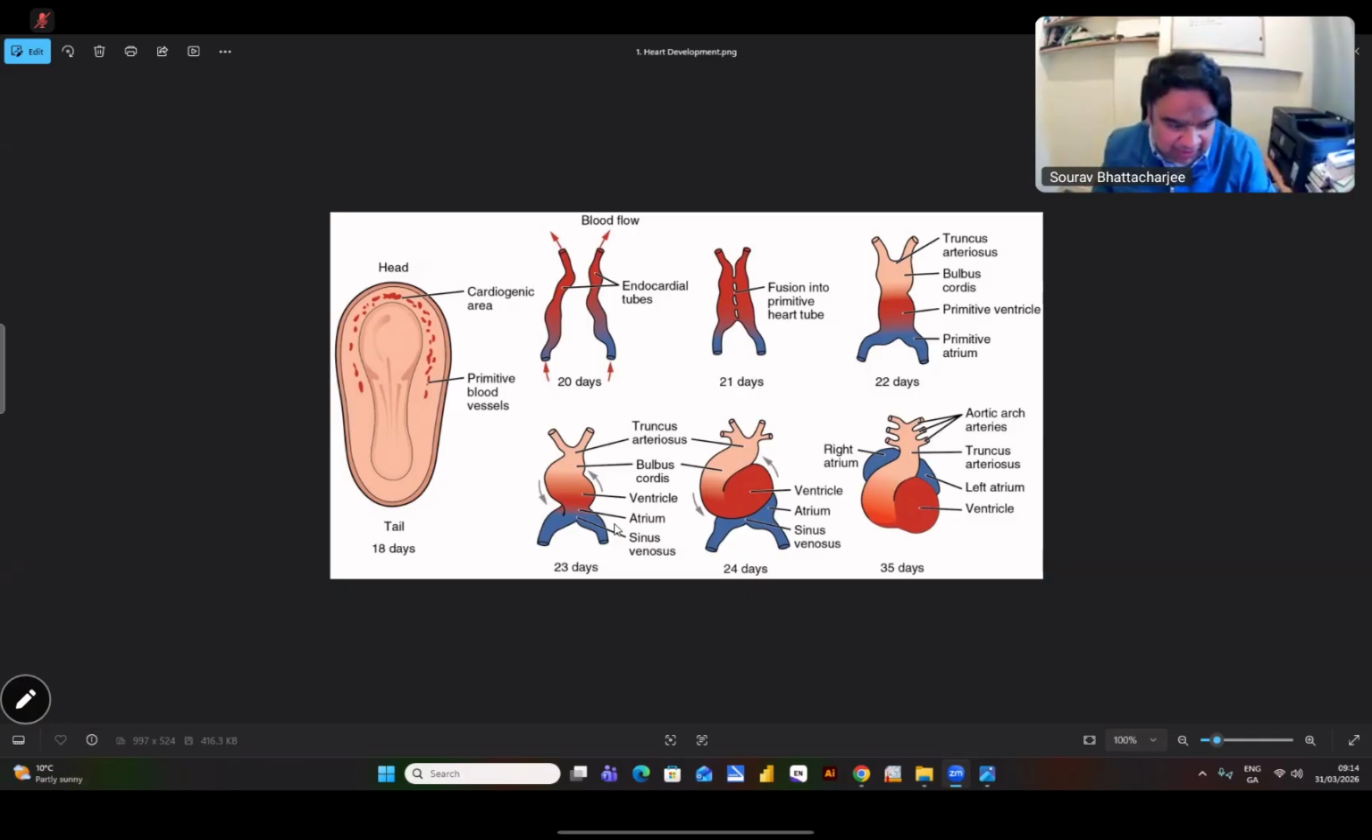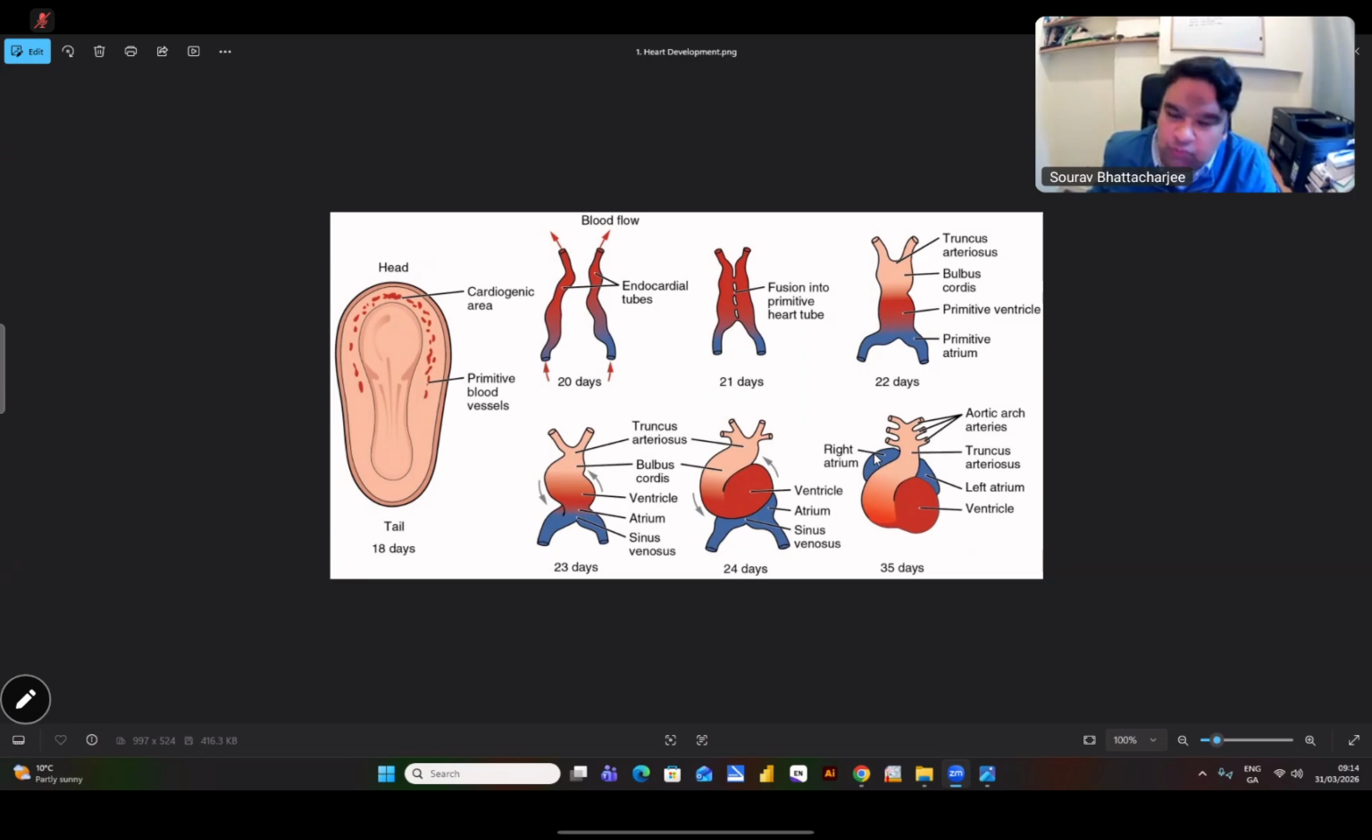Will there be a problem? I think yes. Because this looping, if you can see my cursor, gives development to certain anatomy. The repercussion of this looping is that it puts the ventricle on the ventral side and the venous system, that is the atria, on the dorsal side. This is how the heart has developed.